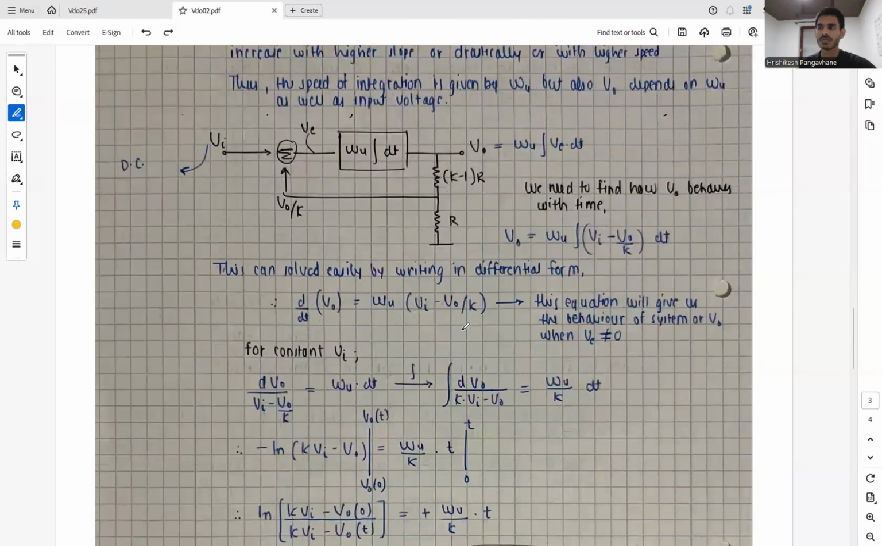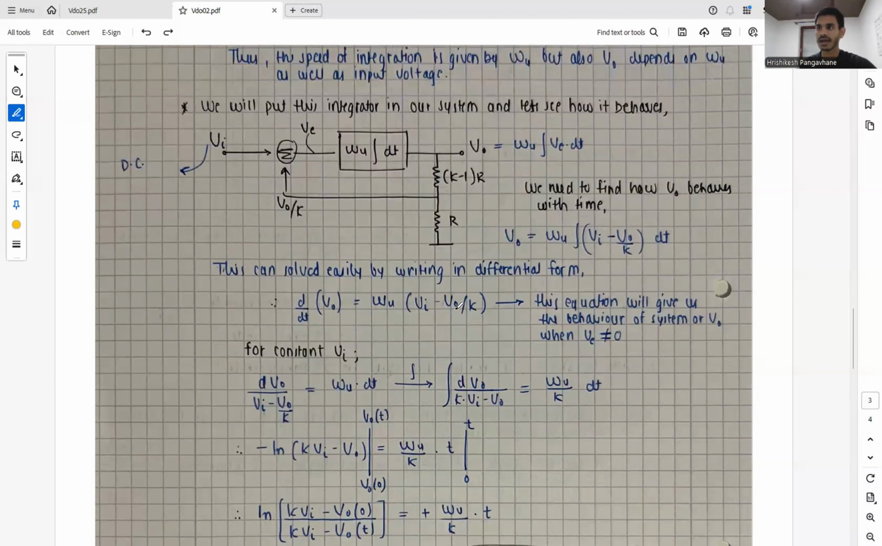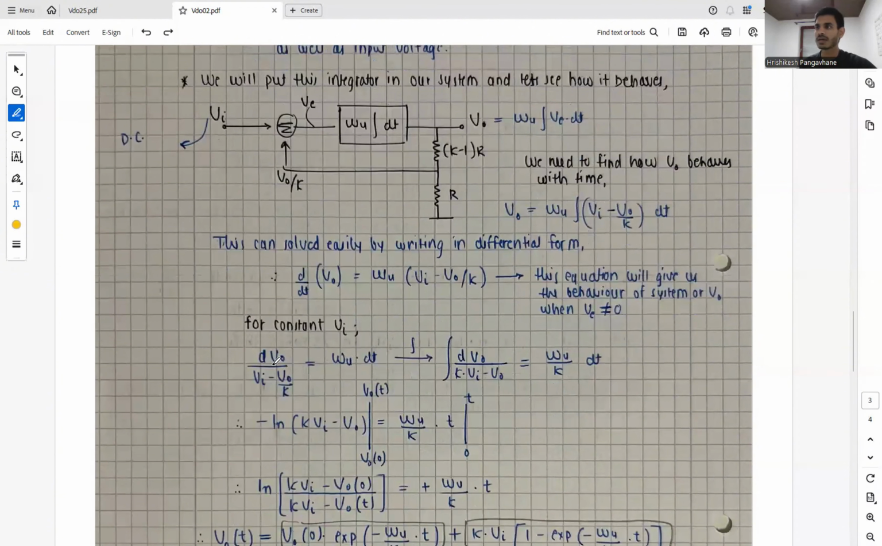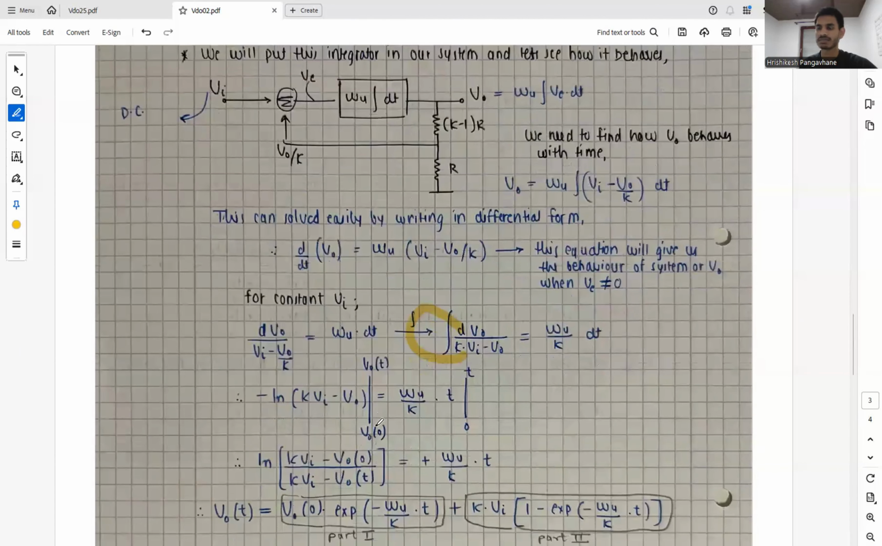So let's say for a constant Vi, or a DC Vi, after rearranging this equation and integrating it, what we will get is minus log of K Vi minus V naught, with V naught going from V naught at 0 to V naught at t, equals omega u by K times t, with t going from 0 to t.